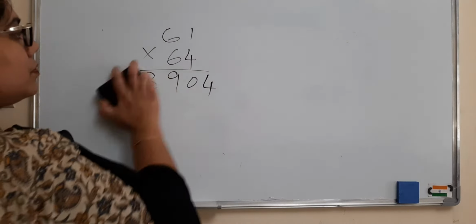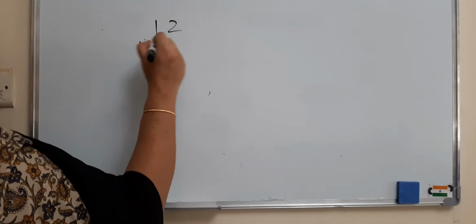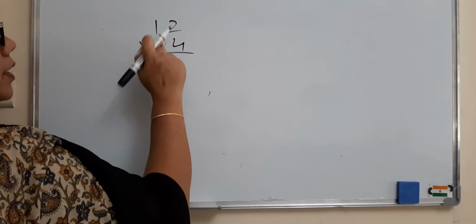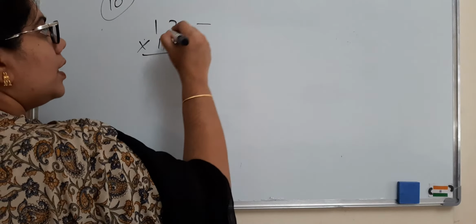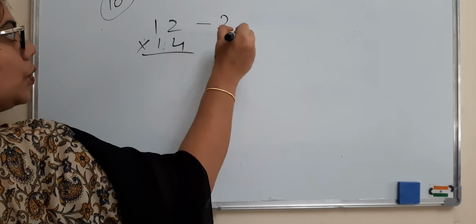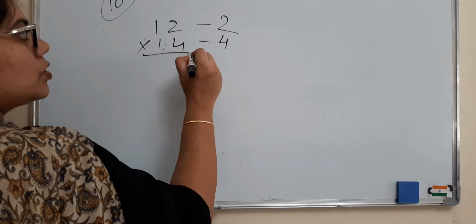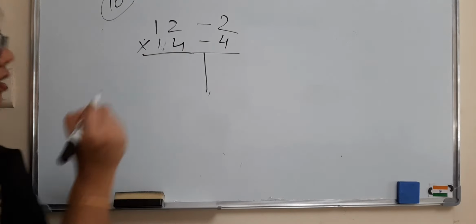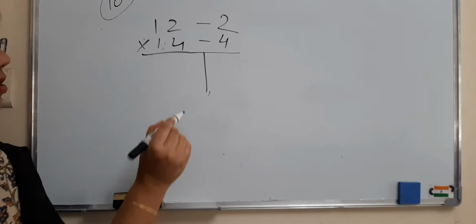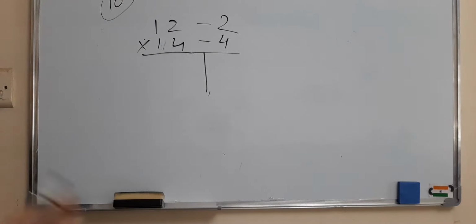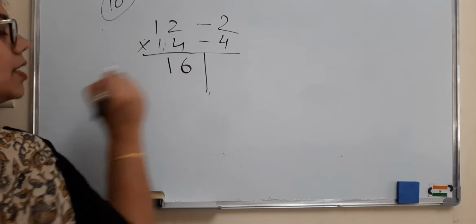Let's see. If the same base is coming, how will you do it? First I will take a smaller number like 12 and 14. What is the nearest base to this? 10, right? 10 is the base. So what is the difference? 12 minus 10 is 2, 14 minus 10 is 4. You write like that first, then divide it into two parts. For the first part, 12 plus 4 is 16, 14 plus 2 is 16, both you will get as 16. So write that as the first part.